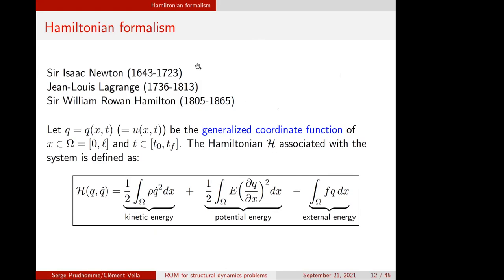And we are going to introduce what we call the Hamiltonian H. And the Hamiltonian H is essentially the kinetic energy, the potential energy, and the external energy. And here I'm writing it in terms of Q, the generalized coordinate, which was essentially the u that we had before, our displacement in this case, and Q dot, the time derivative.